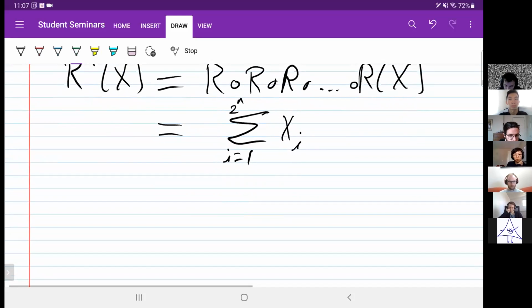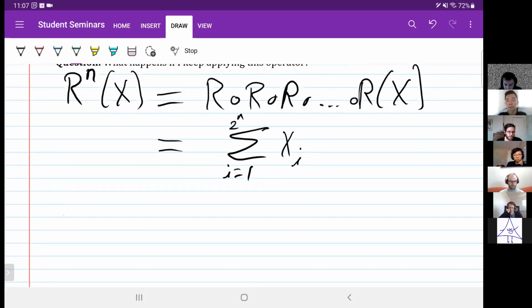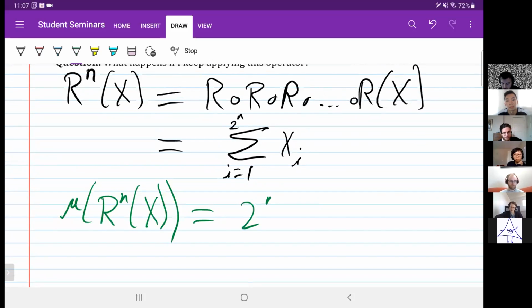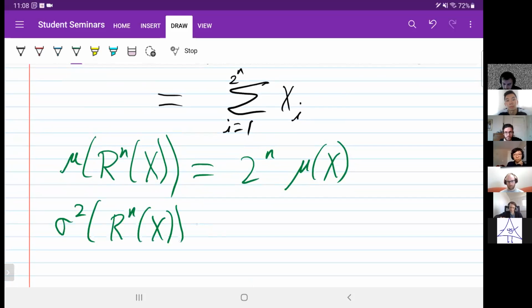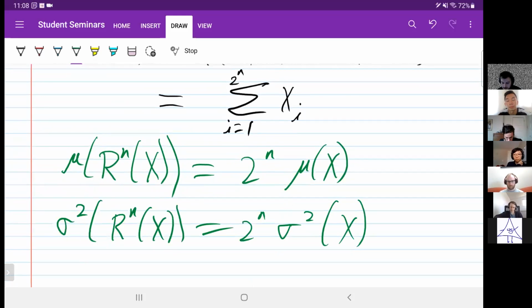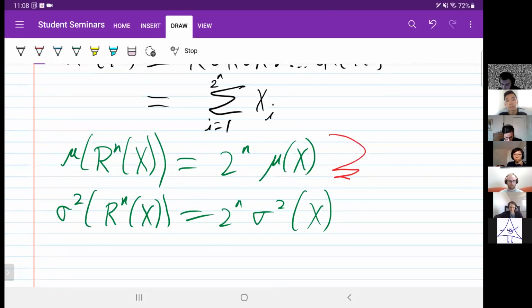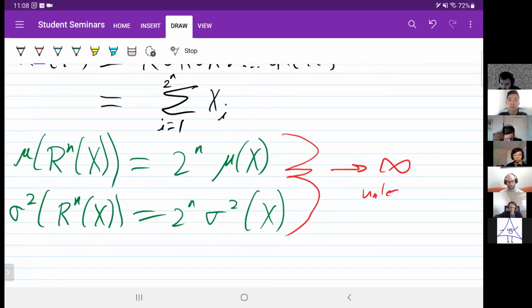So what I can do then is I can ask some simple questions about the statistics. What happens to the mean? Well, if I add up 2 to the n independent random variables with the same mean, the means just add. So this is equal to 2 to the n times the mean of x. Likewise, the variance sigma squared of R^n x, well, variance adds for independent random variables. So I have 2 to the n times the variance. And so the important thing for me is I want to know what the limit as n goes to infinity is. And in both of these cases, this limit is infinity unless it's 0.